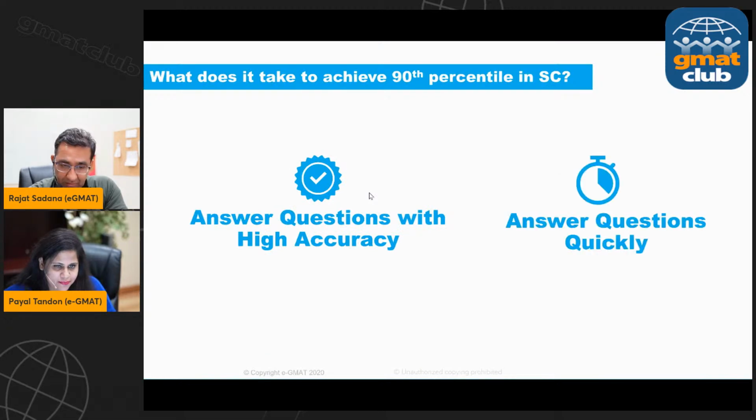So again, we want to achieve this: we want to answer questions with high accuracy. And when I say high accuracy, it means high confidence, and then do them quickly. The quickly part is an output that will happen as a result of visualization, and you're going to see that back and forth go down.